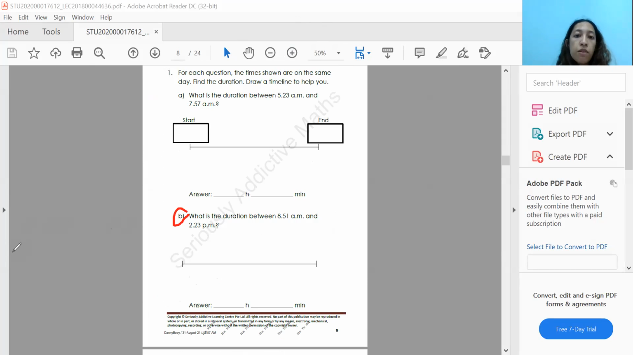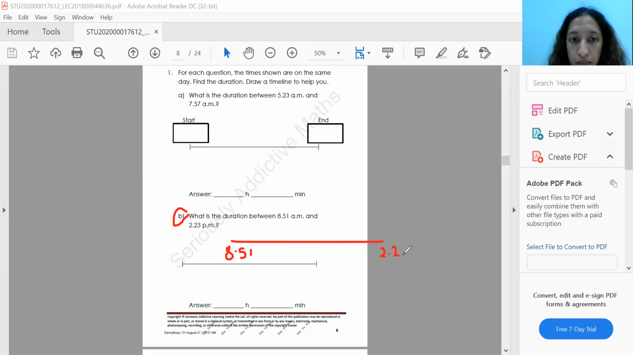What is the duration between 8:51 a.m. to 2:23 p.m.? Now they want it, as you can see, in hours and in minutes. Just now was purely either hour or minute, but now they want it in hours and minutes. So let us do from 8:51 to 2:23, AM, PM. Okay, let us separate them up.